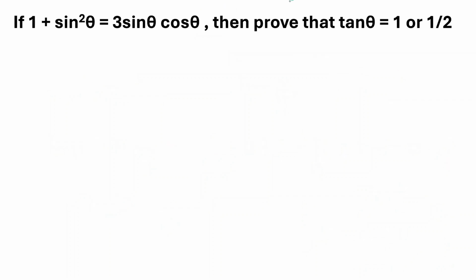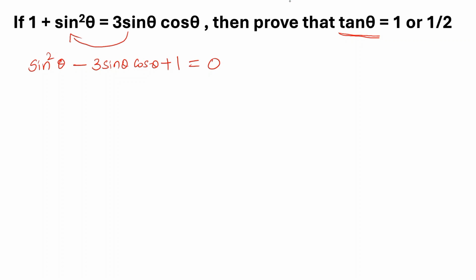If 1 plus sine square theta equals 3 sine theta cos theta, then prove that tan theta equals 1 or half. So we want to find the answer in terms of tan theta. So how can we make this as tan theta? I'm just rearranging this: sine square theta minus 3 sine theta cos theta plus 1 equals 0. I just move this value to the LHS.